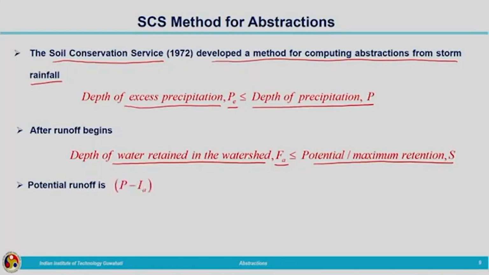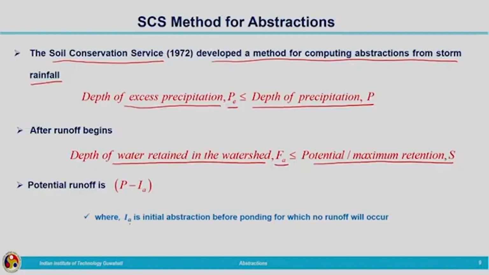Potential runoff or the maximum runoff can be written as P minus IA. Maximum runoff is the difference between the total rainfall and the initial abstraction. And IA is the initial abstraction before ponding, for which no runoff will occur. That is, once the storage components are satisfied, then ponding will start. After ponding, runoff will start, overland flow will start. So, IA is the amount of water represented by the initial abstraction before the ponding started.